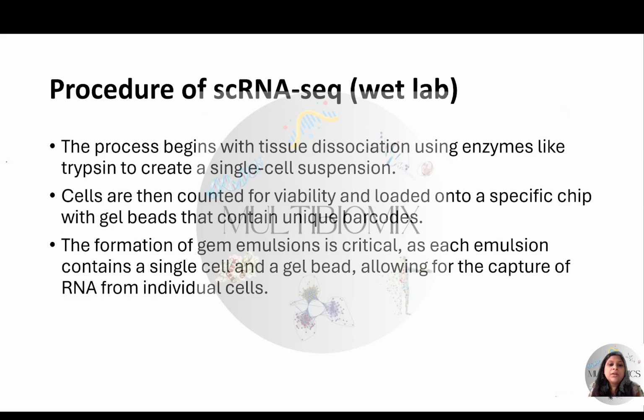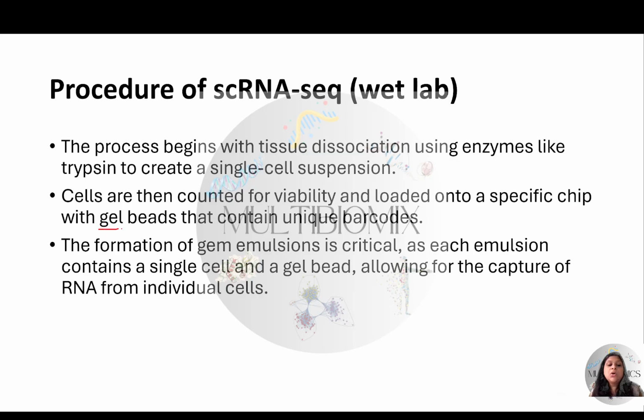So the RNA-seq wet lab procedure begins with tissue dissociation using enzymes, protein digestive enzymes like trypsin and papain. Okay, so what they do is they break the cell adhesion and the cells break free, and we get single cells. So cells are then counted for viability. That means cells must be live, and also the cells must be healthy, right? Only then should we load them into a specific chip. We have a chip system, either plate based or fluid based.